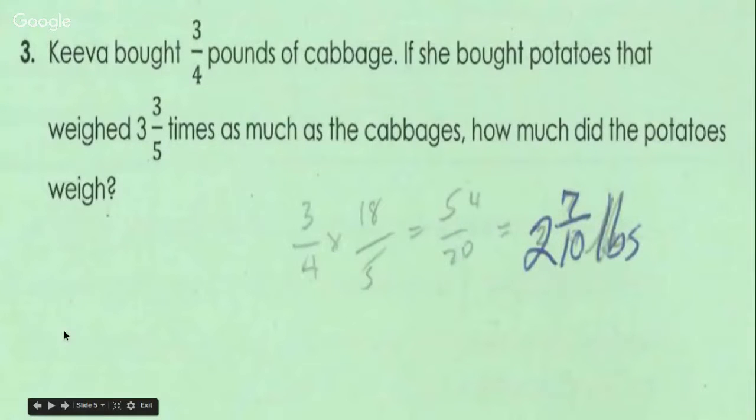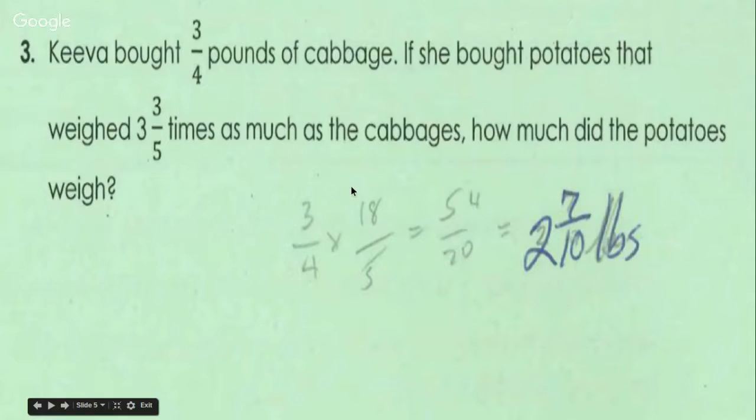Question number 3, Kiva bought 3/4 of a pound of cabbage. If she bought potatoes that weighed 3 3/5 times as much as the cabbages, how much did the potatoes weigh? Hopefully you noticed that phrase "times as much," which should indicate multiplication for that question. When you're multiplying with a mixed number, the important thing to remember is to change that 3 3/5 into 18/5.